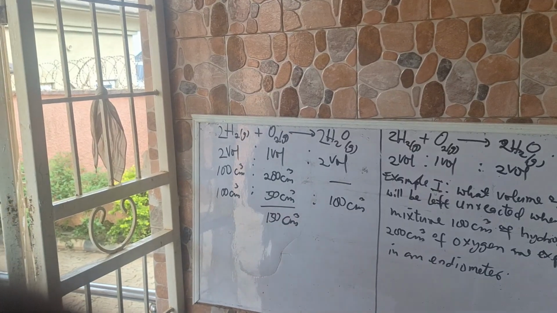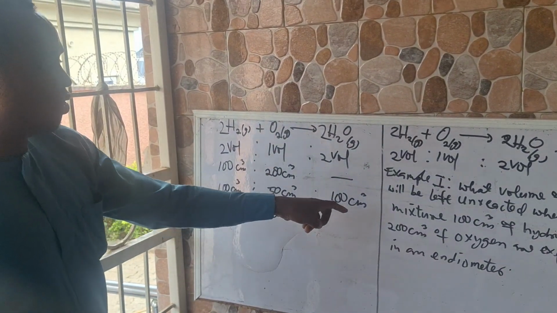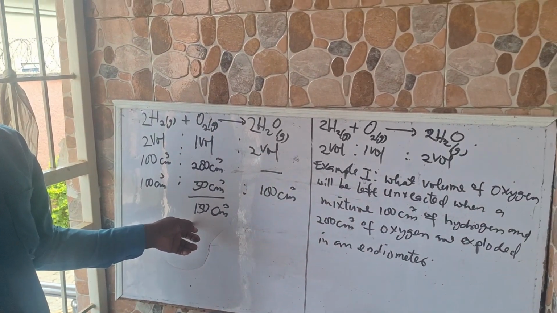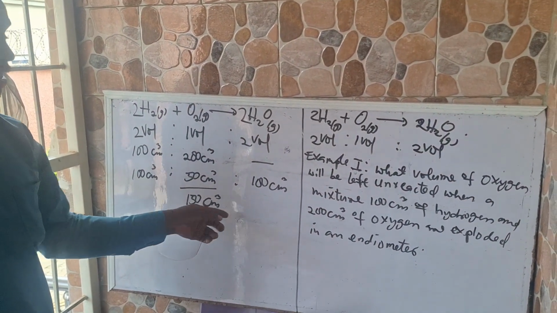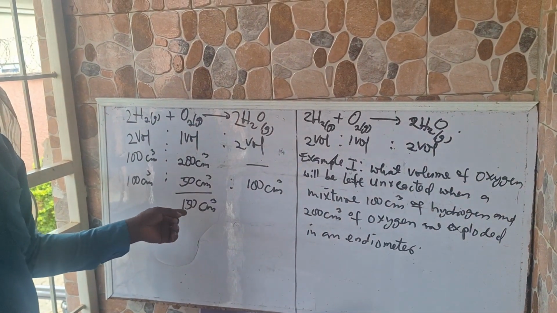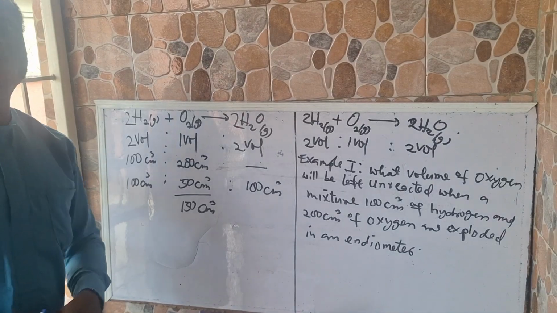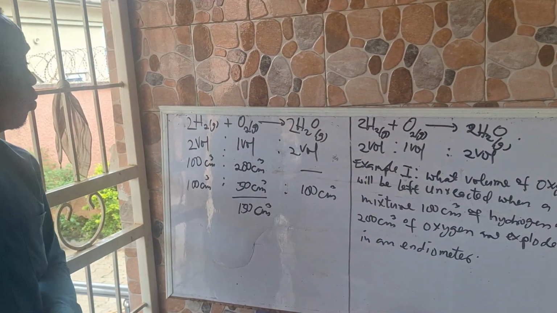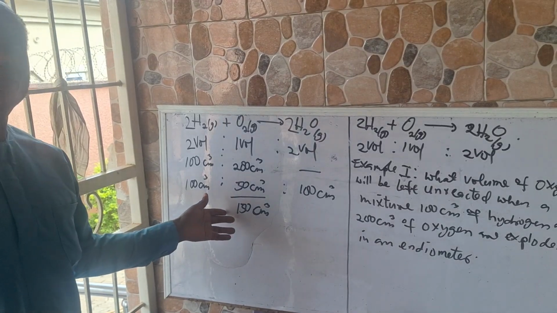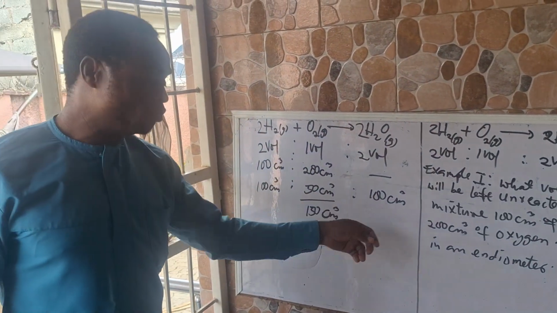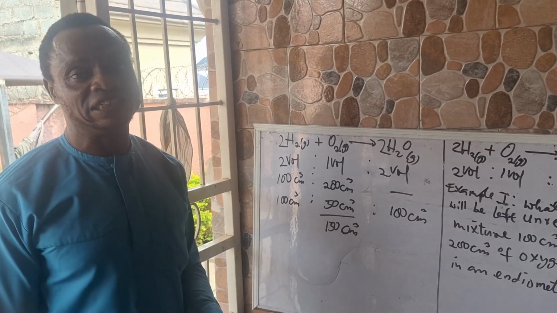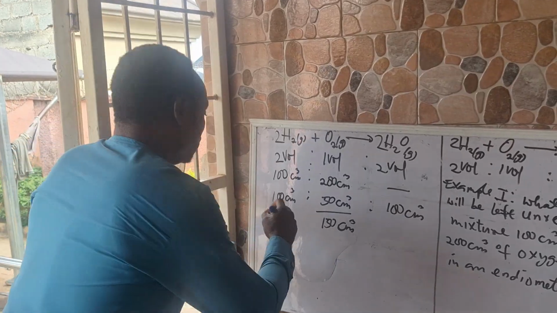Now another one I want to talk about here is that when you're asked to find the volume of the residual gas, of course we have actually studied the question. The answer here is 150 cm³ of oxygen, which is the volume of the excess gas left unreacted. Hope that is clear. The next one is to find the volume of the residual gas. Please, residual gas here is talking about the volume of the product formed plus the volume of the excess gas.